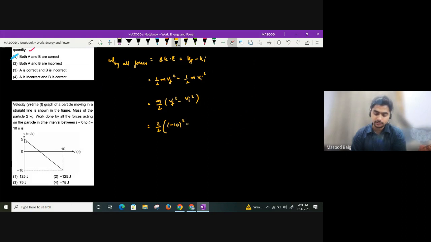Initially, what is the velocity? 5 meter per second. So you can write it as 5 square. So what will I get? This is 100. 100 minus 25, you will get it as 75 joules beta. So how much work is going to be done? 75 joules of work will be done by all forces if the velocity versus time graph is given like this.